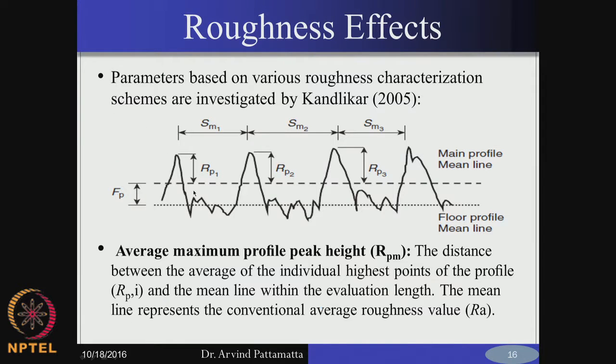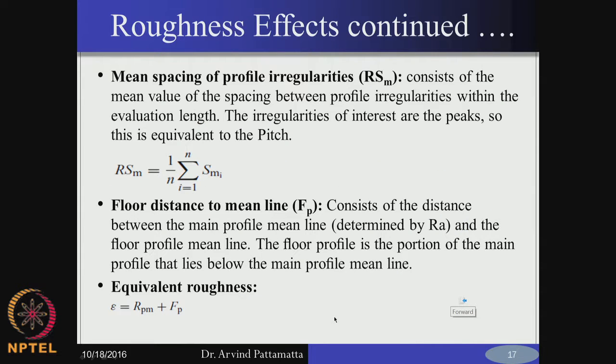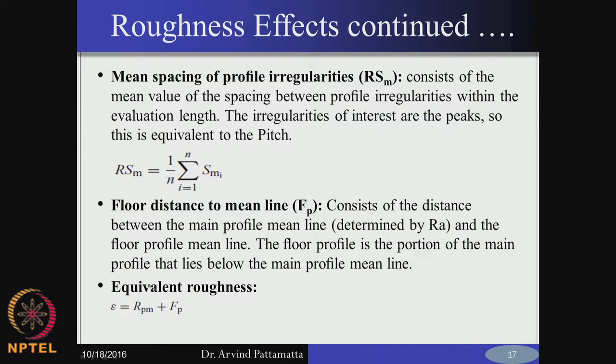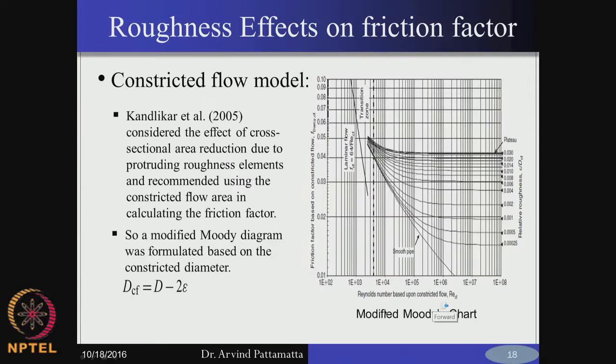The overall roughness is not a constant value, it varies with position. So it is represented by this equivalent roughness, which is basically the summation of the average maximum profile peak height and the distance of the mean profile from the base. The good thing about defining this equivalent roughness is that Kandlikar simply replaced the diameter which is there in all the correlations for friction factor, Nusselt number and so on, by what is called the constricted diameter.